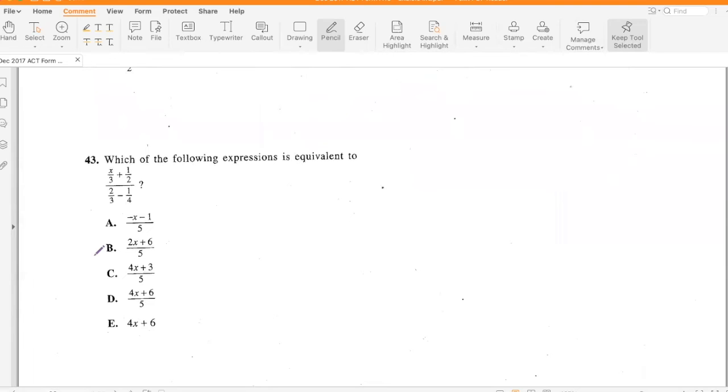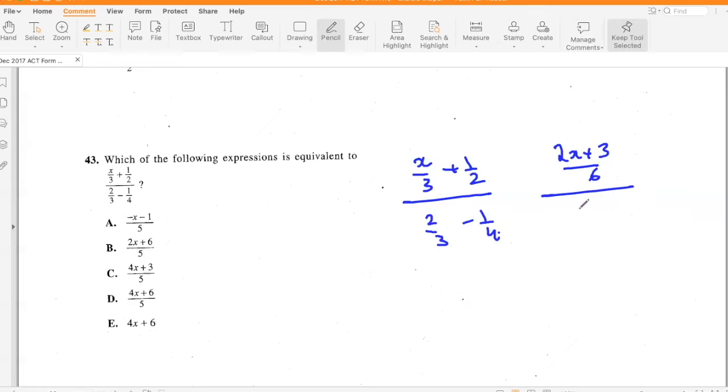Which of the following is equivalent to (x by 3 plus half) divided by (2 by 3 minus 1 by 4)? Okay, so (2x plus 3) by 6 and (8 minus 3) by 12. So we get (2x plus 3) times 2 by 5. So I can write that as (4x plus 6) by 5. So D.